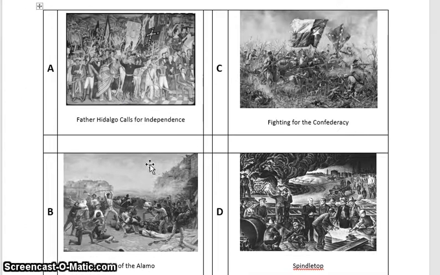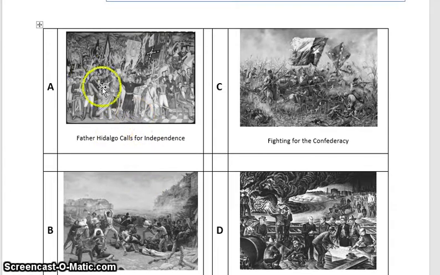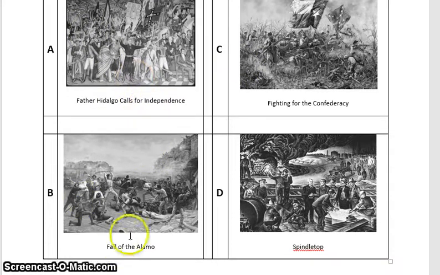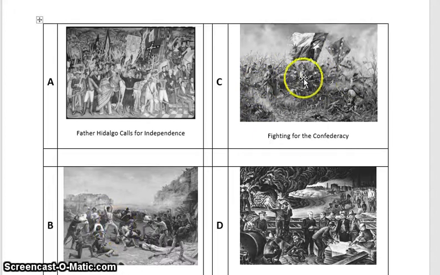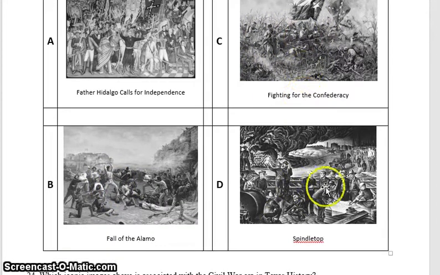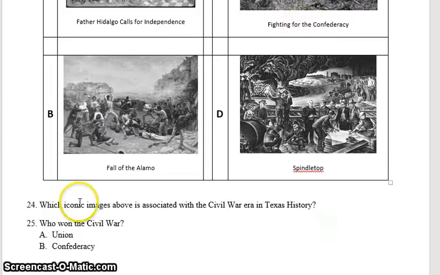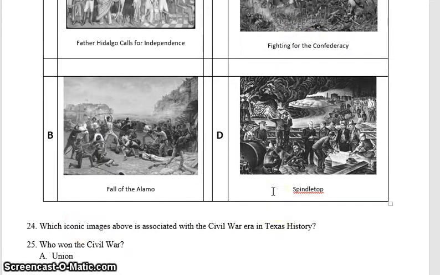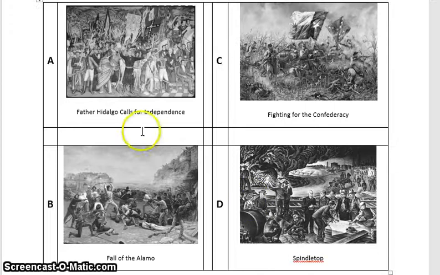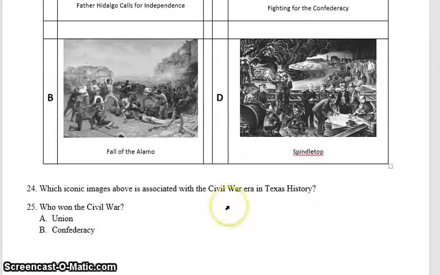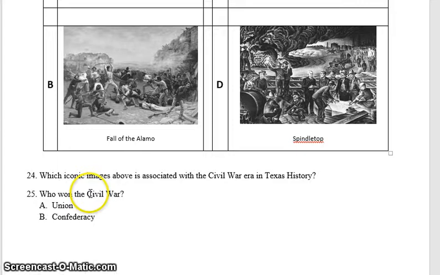Lastly, we have pictures. A is Father Hidalgo calls for independence. B, the fall of the Alamo. C, fighting for the Confederacy. And D, Spindletop. 24. Which iconic images above is associated with the Civil War era in Texas history? Okay, which of these is Texas and Civil War combined? And then lastly, 25. Who won the Civil War? A, the Union, or B, the Confederacy?